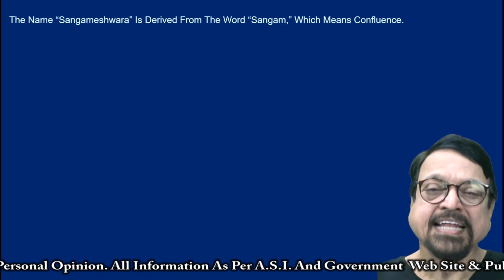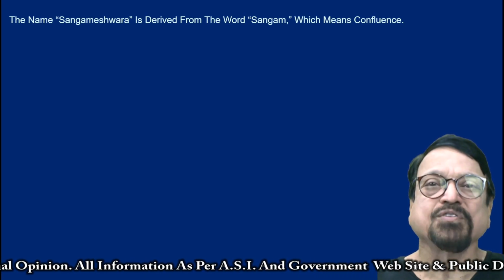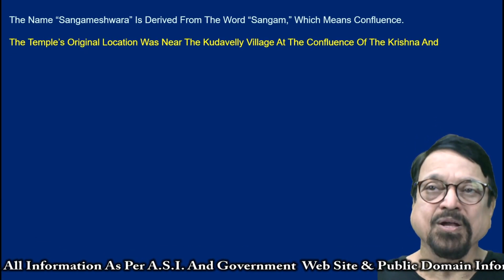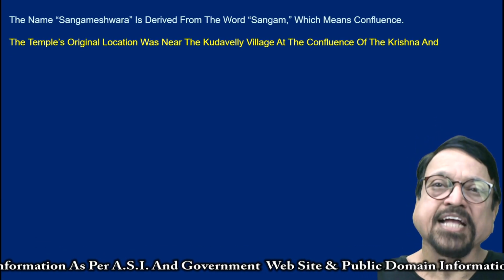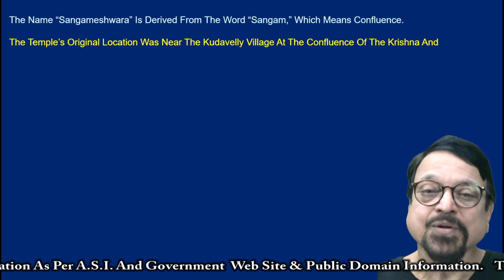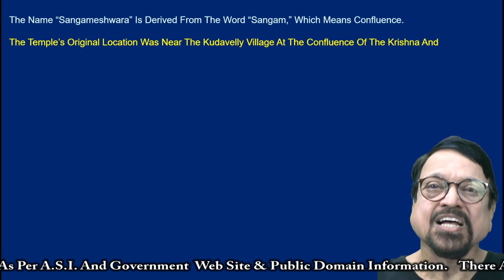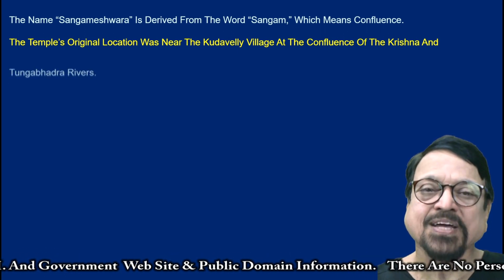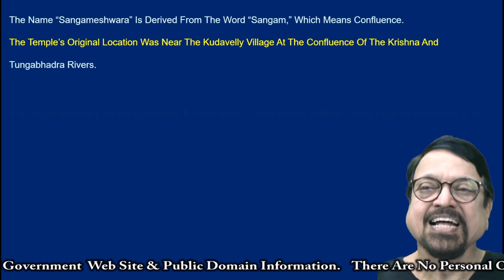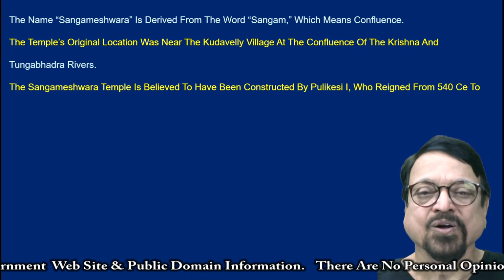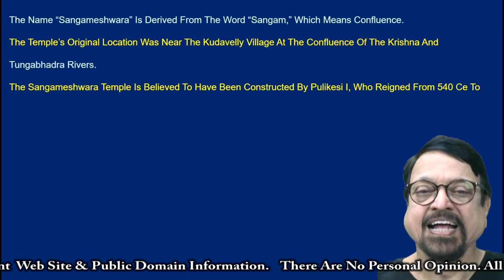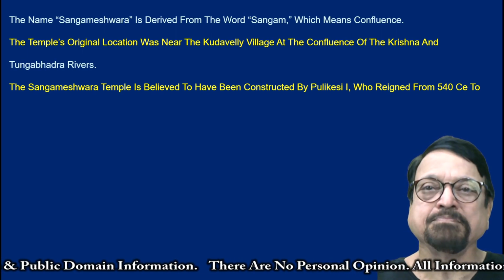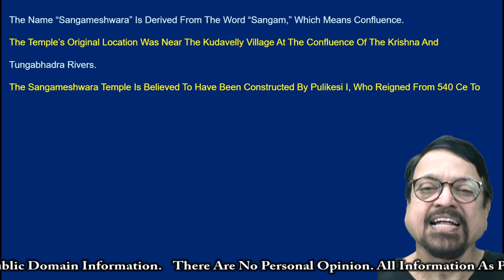Now the name Sangameshwar is derived from the word Sangam, which means confluence. What was the name of the original location of the temple? It is Kodaveli village, and that is at the confluence. As we have seen, it is relocated here, and they have done it stone by stone in the same way as it was in the original temple.